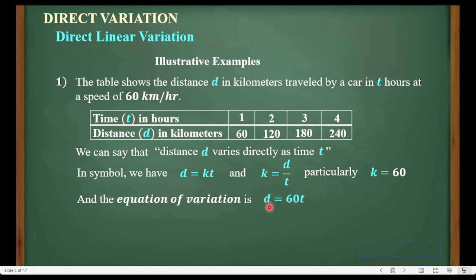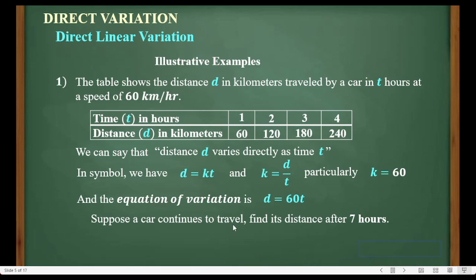Now, how did we form this equation of variation? Actually, it is taken from this translated equation, wherein k here is replaced by the value 60. So that the equation would be like this: d is equal to 60t. And using that equation, suppose a car continues to travel. Now, what would be the covered distance of the car after traveling for 7 hours?